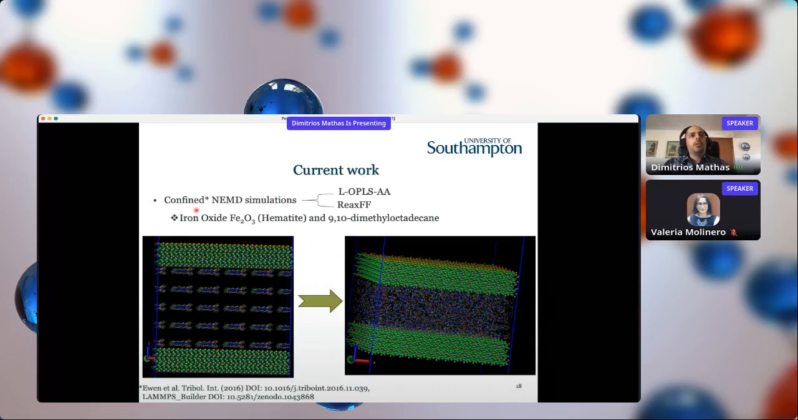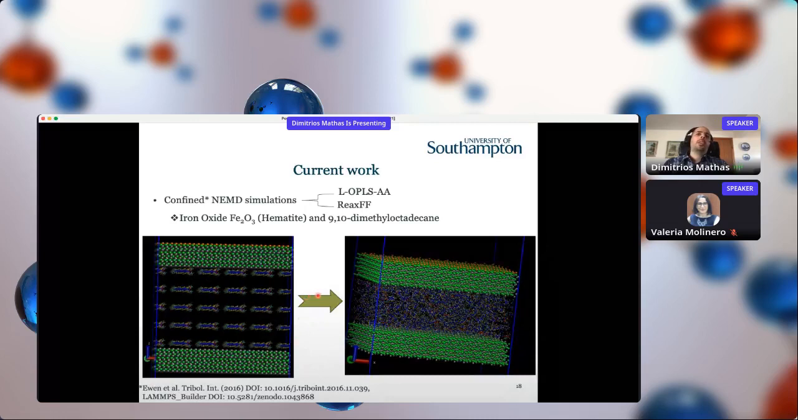Currently, we perform confined NEMD simulations using the LOPLS Southampton force field and a reactive force field called ReaxFF. Now we have put our lubricant inside an iron oxide surface, which has been generated by this open source program here, LAMMPS Builder, which has been developed by UCL. This open source code can be modified to include any lubricant between a number of surfaces.